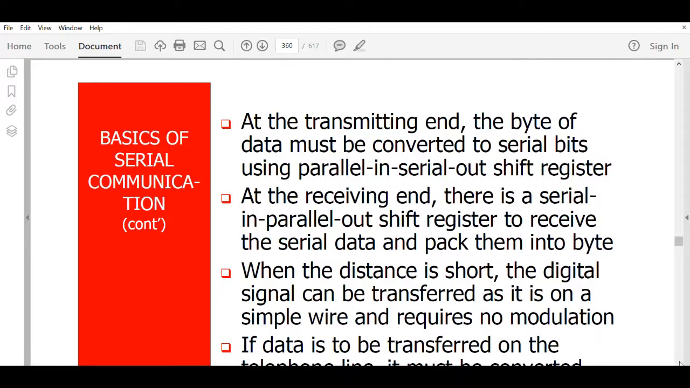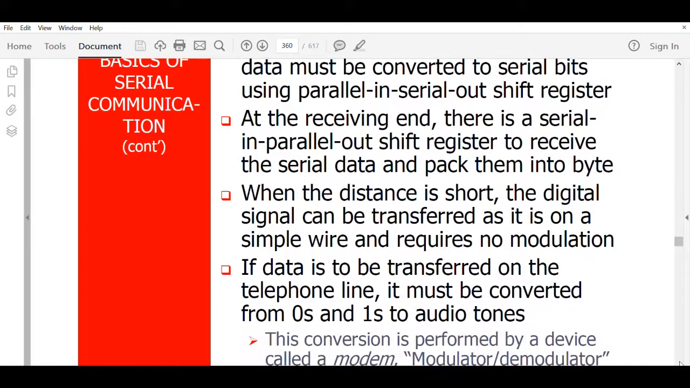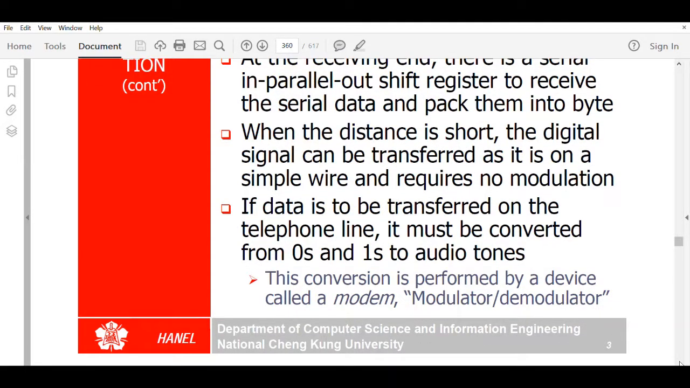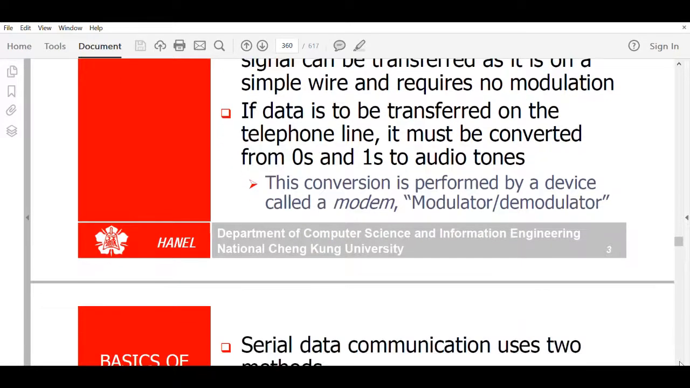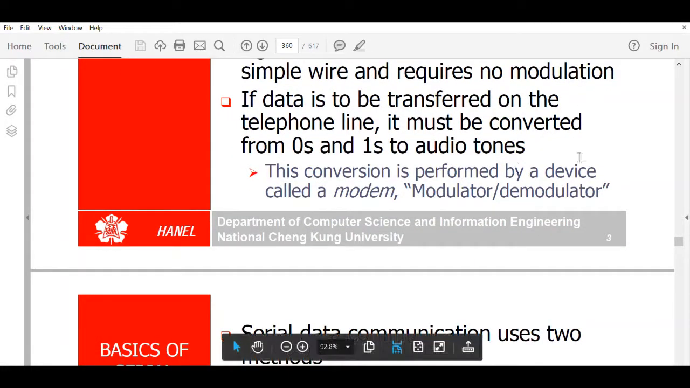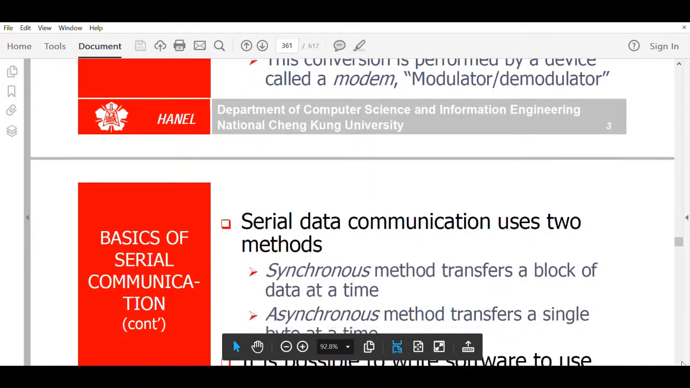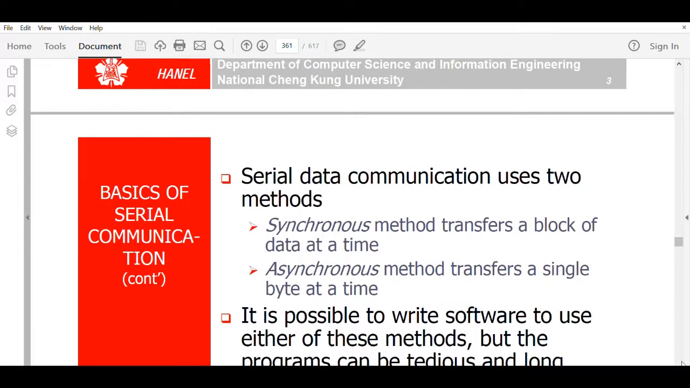So if the distance is very small, then you can just transmit it through a simple wire, and if it's a very long distance, then you can transfer it through telephone lines. If you are using the telephone lines, then from zeros and ones, it should be converted to audio tones. That can be done using a modem, or the modulator, demodulator.